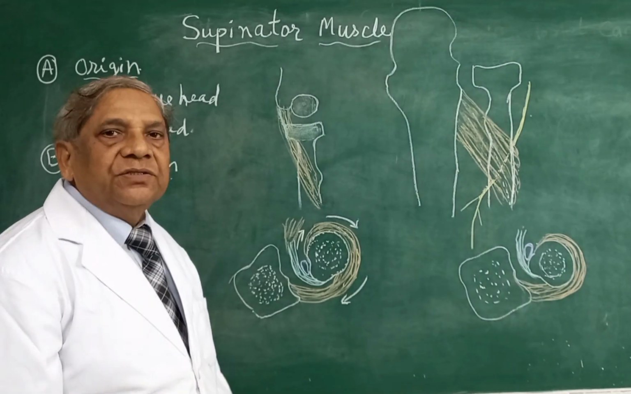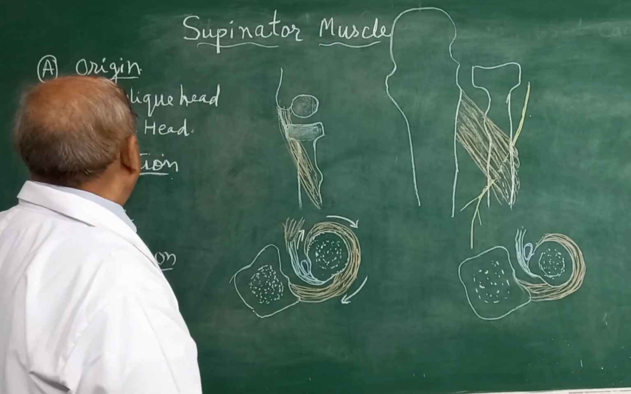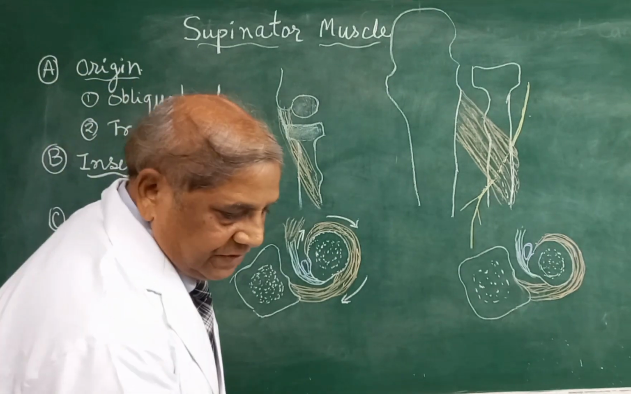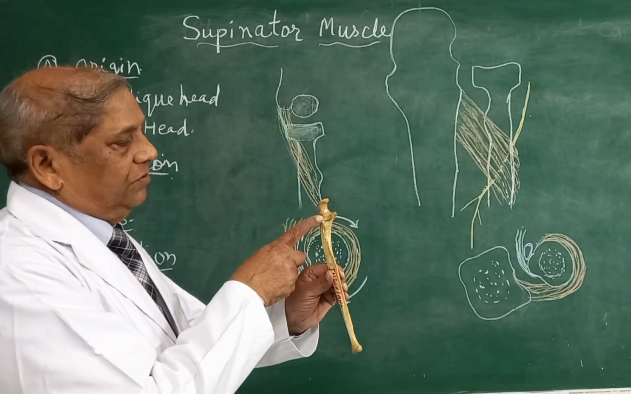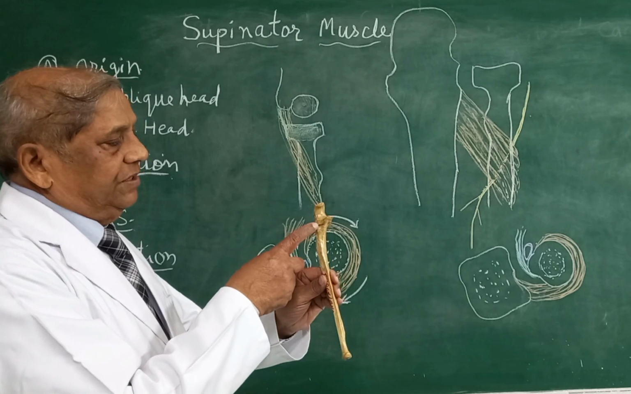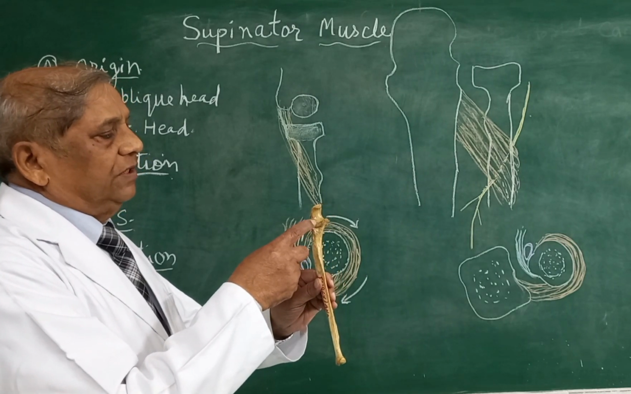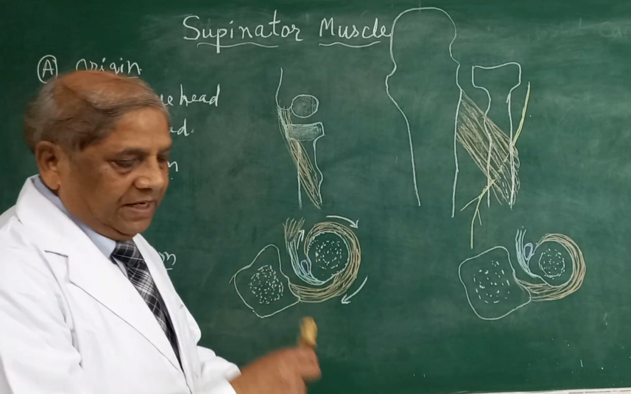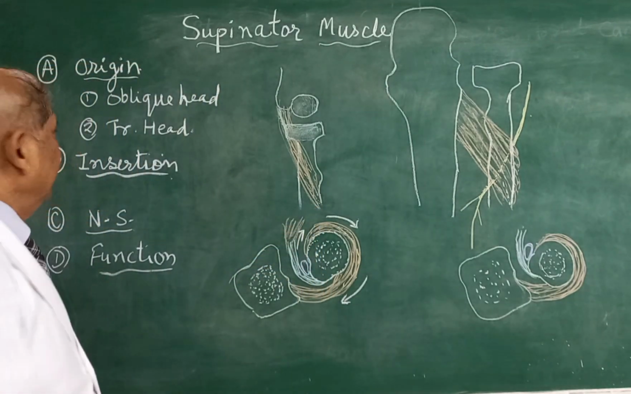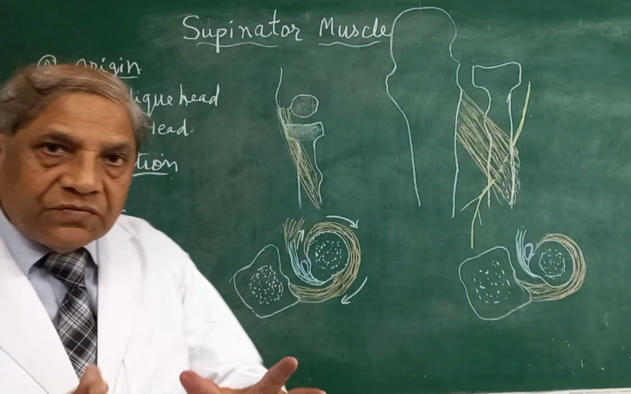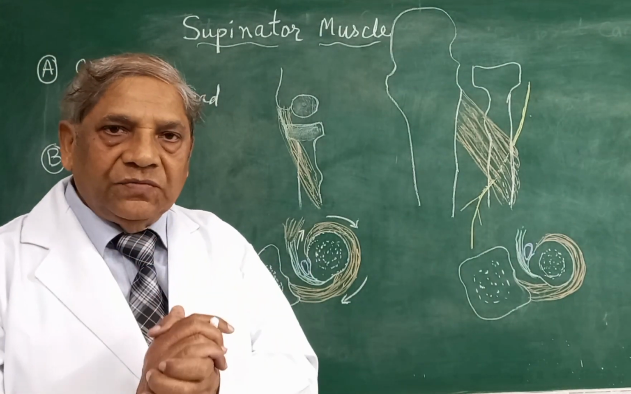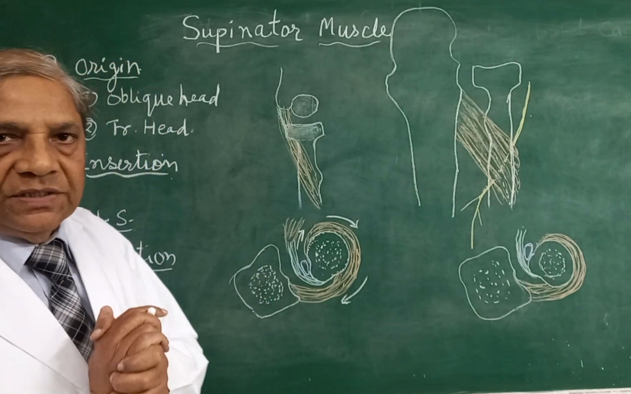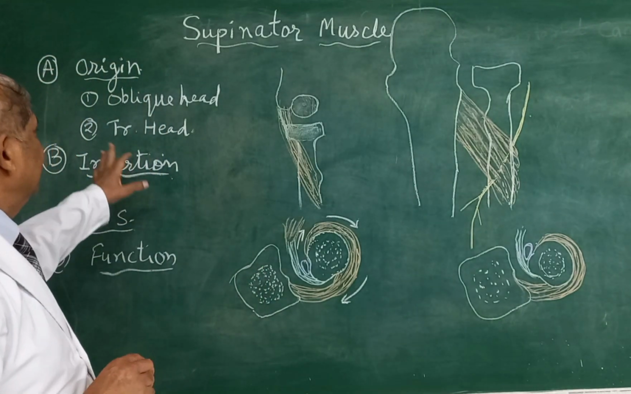And they will gain insertion along with the second head, which is called the transverse head. So let us see the transverse head, which I have explained, will take origin from the supinator crest and a fossa just below the radial notch of the ulna. The second head is transverse because the fibers run mostly transversely, not exactly transversely, but mostly transversely.